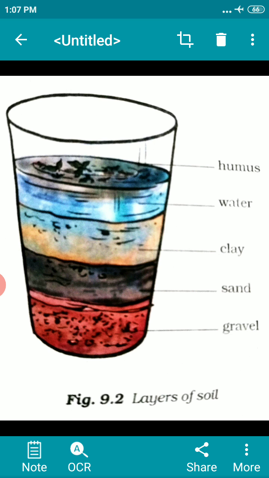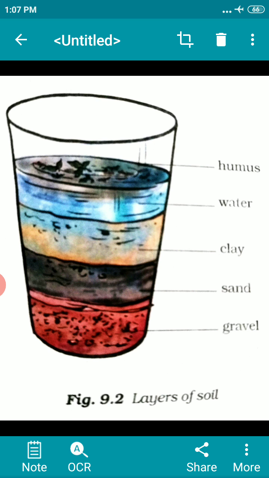So now what is meant by humus? Humus means the rotting dead matter in the soil. You know that so many leaves are falling down, so many animals are dying, and it mixes with the soil and it forms the humus.